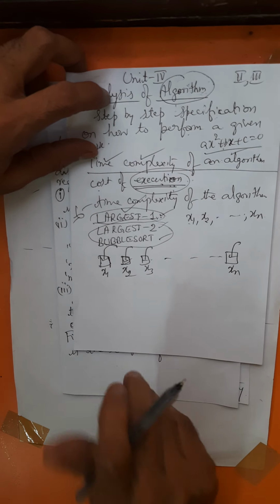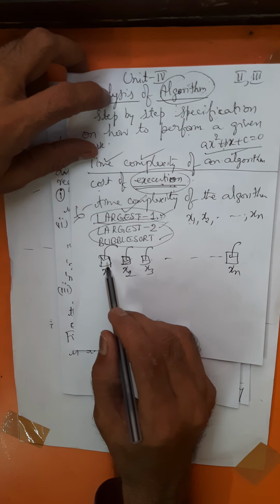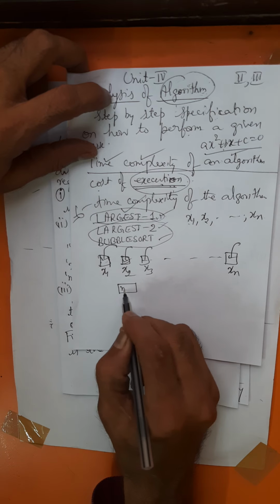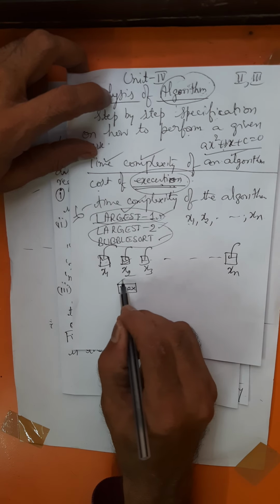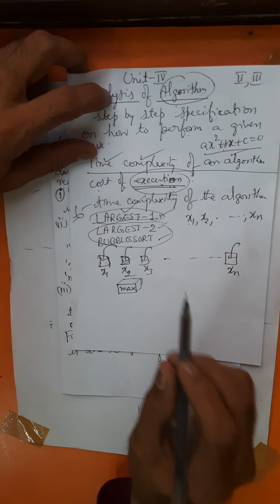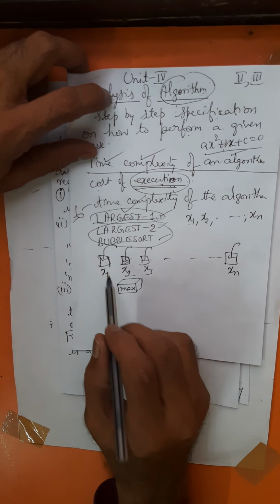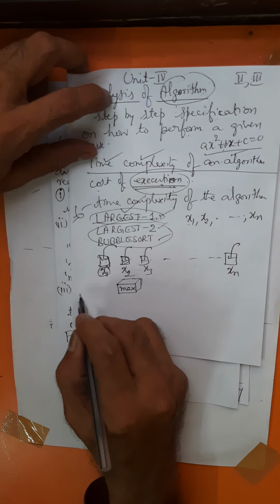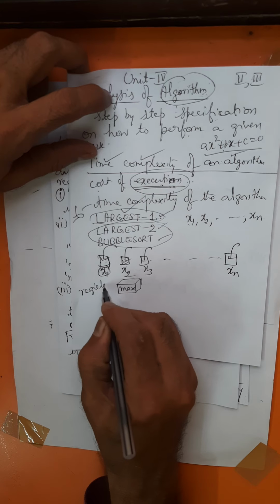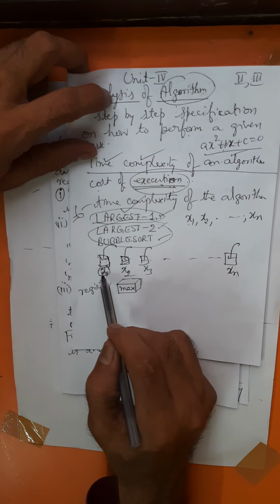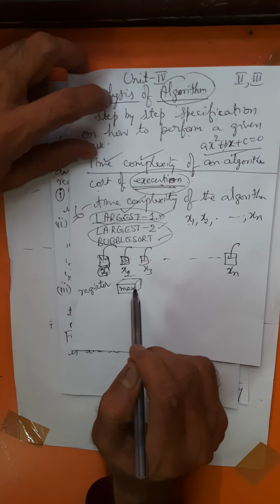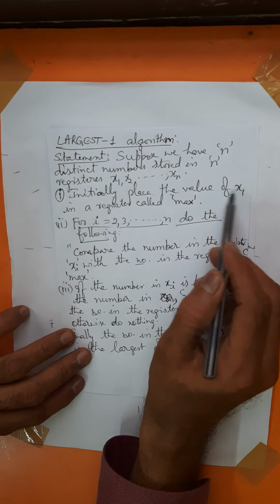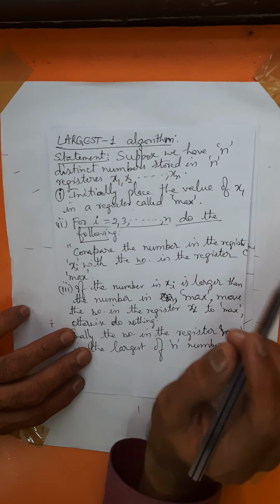What does the algorithm say? You store the value found in x1 in a register called max. It is another box. Assume max is another box. Whatever value you find in x1, in this register, you put it in the box max, in the register max. Initially, place the value of x1 in a register called max.